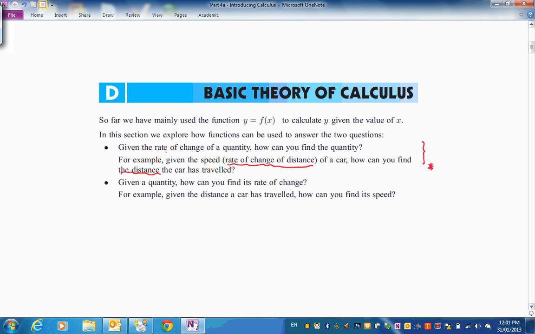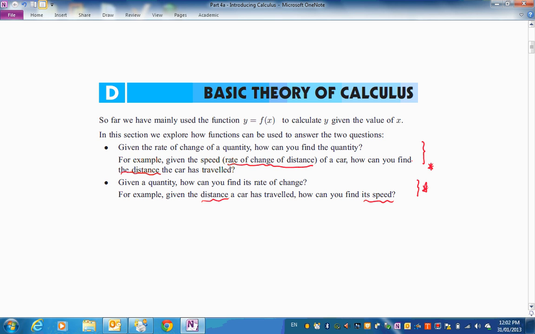If you were to roughly say we're in calculus, we're looking at rates of change, I suppose that wouldn't be a bad initial description. And then, of course, going the other way, if you have a quantity, how can you find its rate of change? So if you have the distance a car is travelling, how do you find its speed? Because the speed is the rate of change of distance. So it's all that sort of thing.